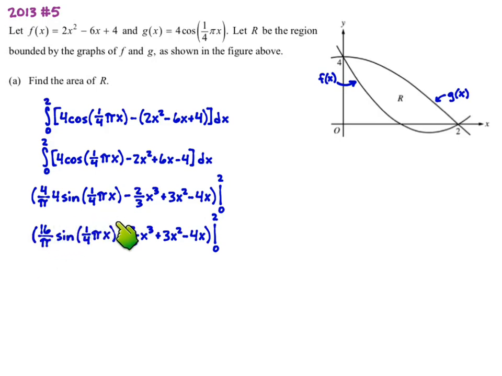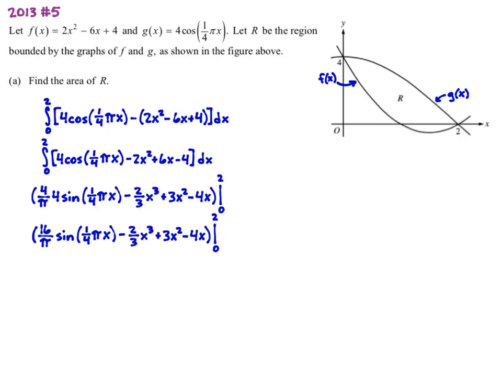So now let's take the derivative of this to see if it matches this. Well, the derivative of this is going to be 16 over pi times cosine of 1/4 pi x, that's good, and then times 1/4 pi. When I multiply this by 1/4 pi, the 1/4 reduces with the 16 to get to 4, and the pi out here reduces with this pi here, and so that goes away altogether. And then, of course, taking the derivative of this, you end up with 2x squared plus 6x minus 4, so we did that right.